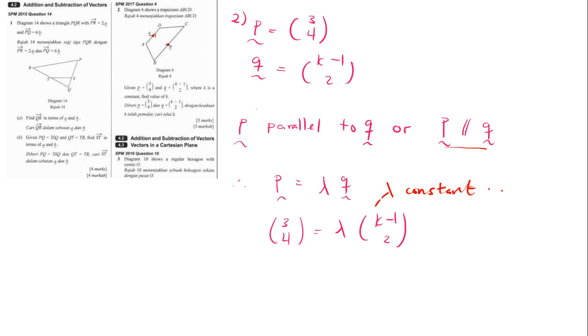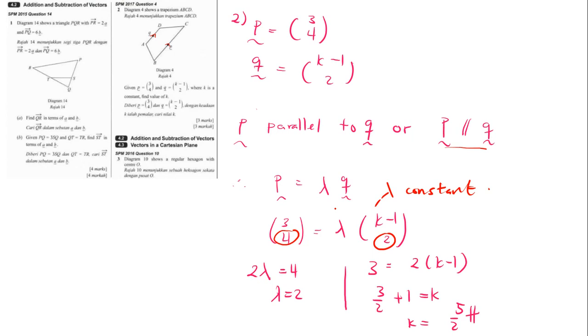And we substitute what is P and what is Q, and we equate the Y component, which is 4. So lambda times 2, which is 2 lambda, equals 4. Basically, we just equate the Y component. So we get lambda equals 2. And then we equate the X component, so we get 3 equals 2, which is the lambda, times K minus 1. So we simplify this algebraically and we get K equals 5 over 2. Done.